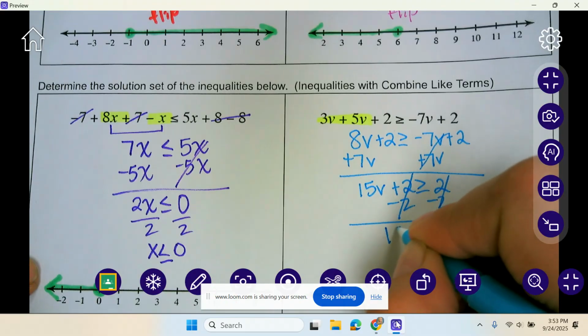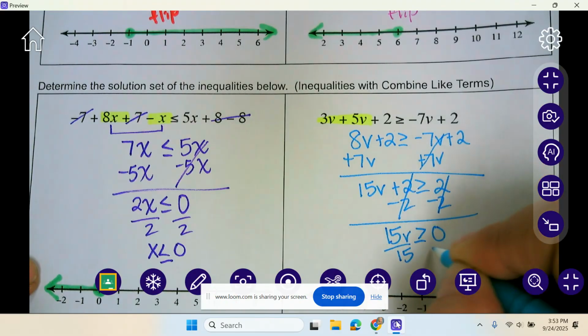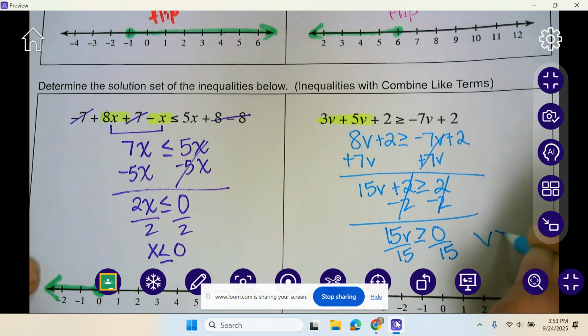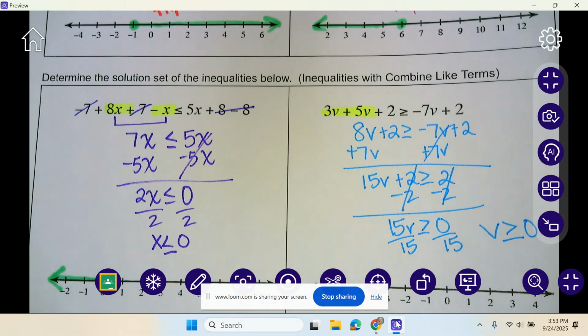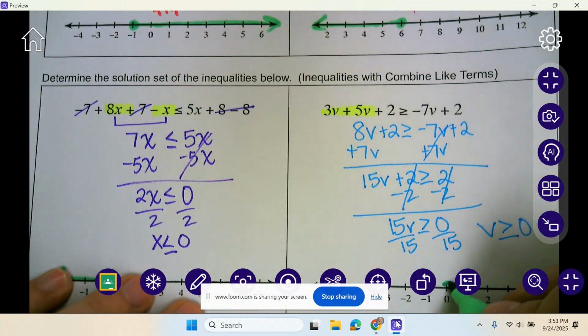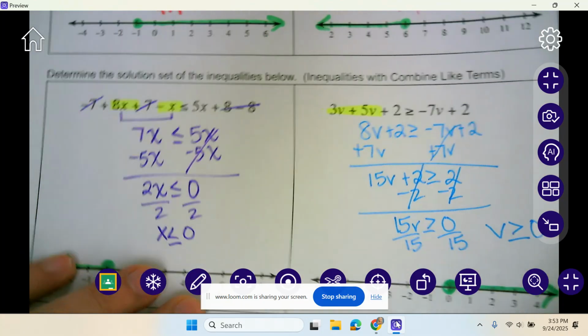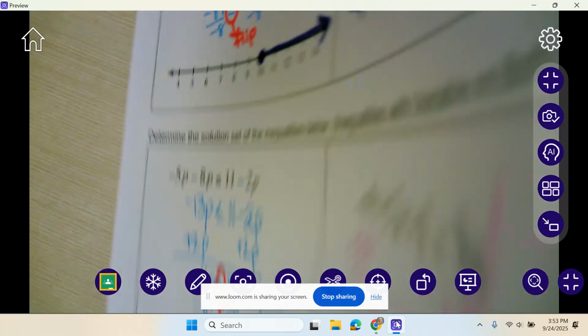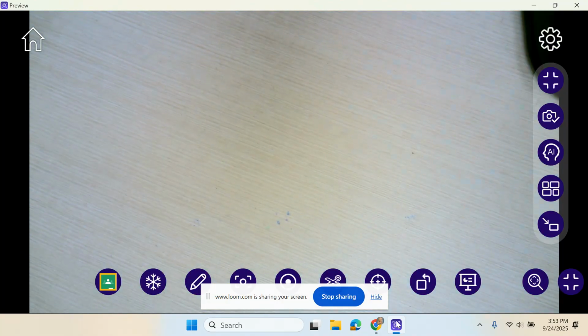And then what's left on the left side is 15v, divide by 15, similar as before, you're going to be left with 0. Okay, so v is greater than or equal to 0. So closed dot at 0, everything bigger. Okay, let me go ahead and go to the next page.